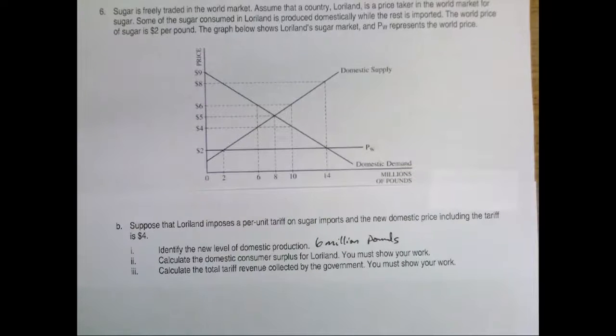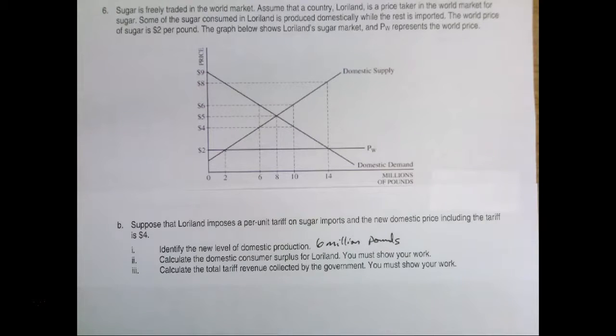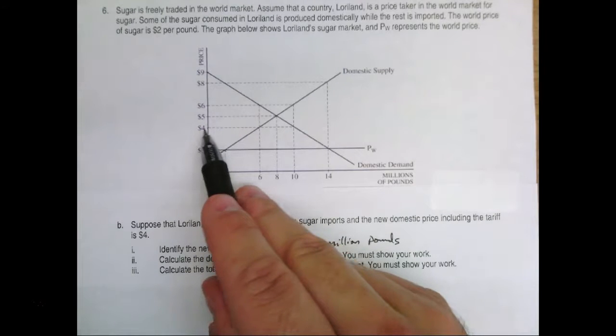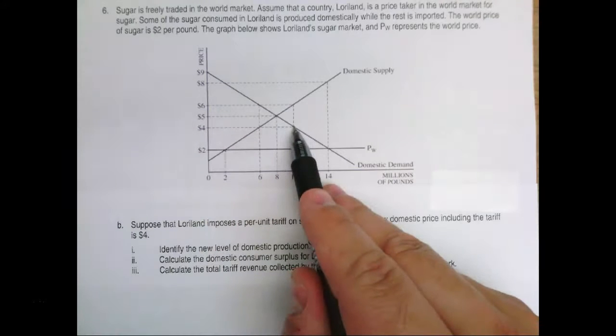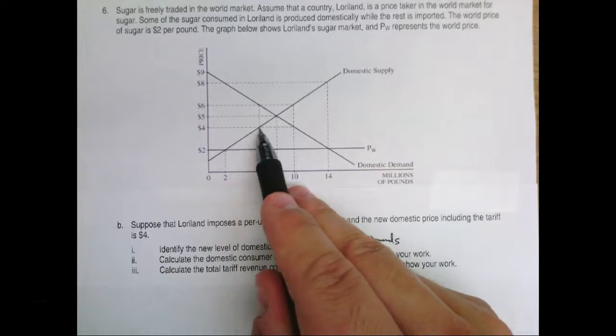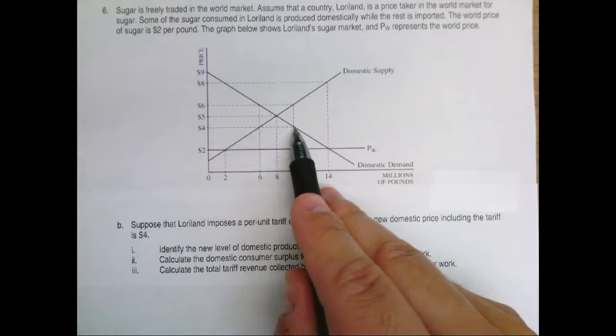The next portion says, what would be the surplus for Loriland at that level? So we look and we say, okay, if the price is $4, how much sugar will be consumed? Well, 10 million pounds will be consumed. That's 6 million domestic, 4 million imported.